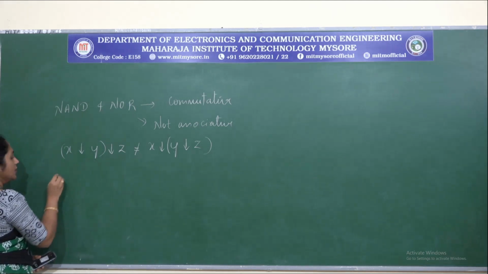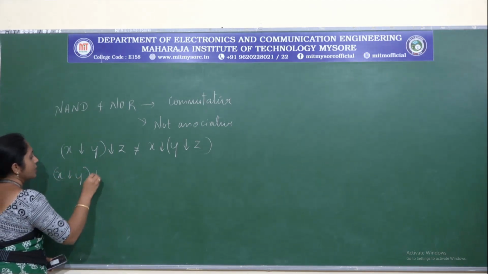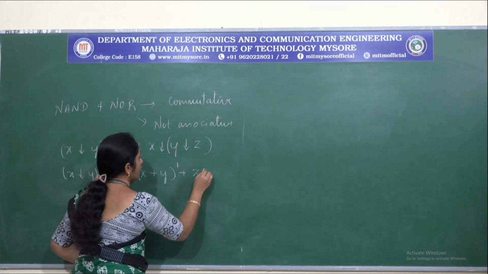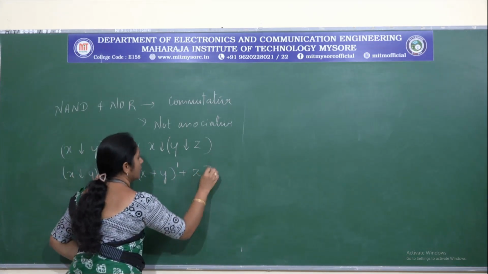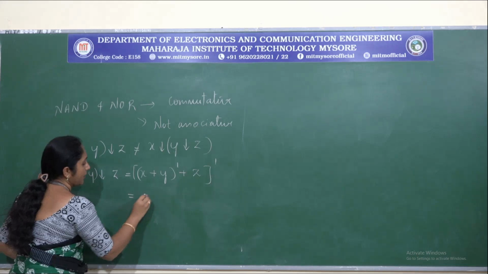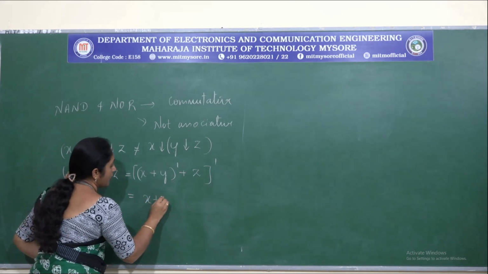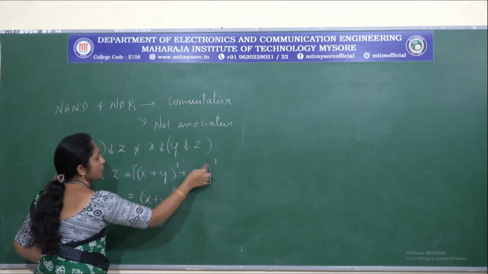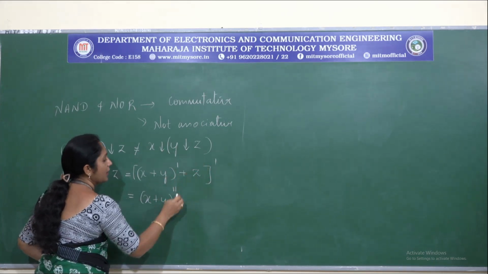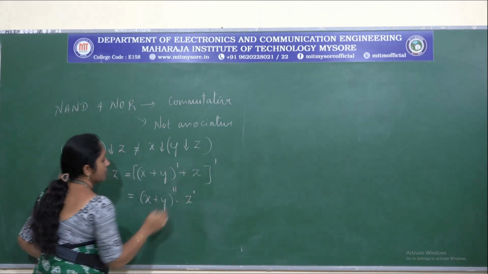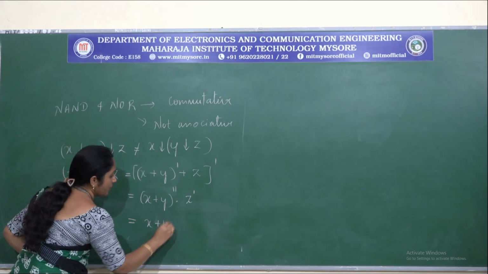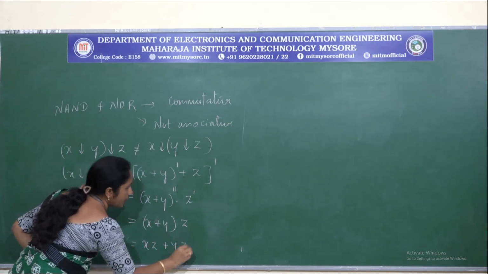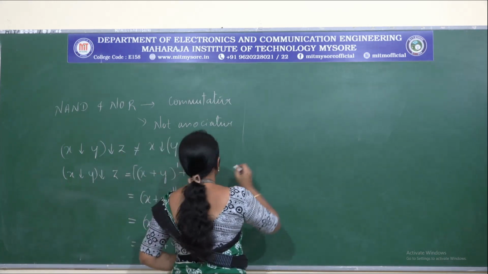Now let us consider the first one, (X NOR Y) NOR Z. It is ((X plus Y)' plus Z)'. This can be expanded like this. If I use De Morgan's, here I have a complement already, so we will get the double dash into Z', which is equal to (X plus Y) into Z, which is nothing but X into Z plus Y into Z.